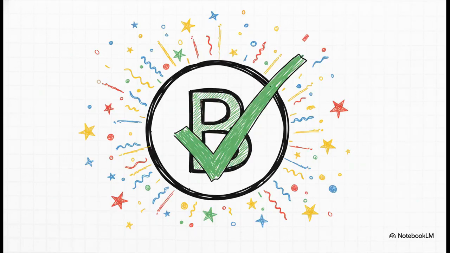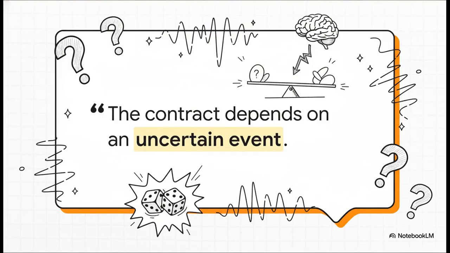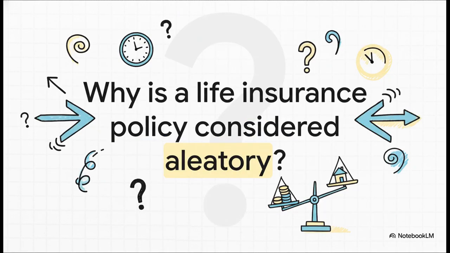And if you said B, you nailed it. Absolutely correct. See, that's the connection you have to make every single time. Aleatory equals uncertain event. It's the key that unlocks the question. All right, one more for good measure.